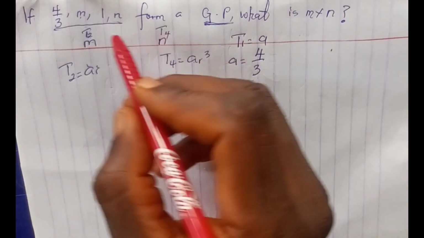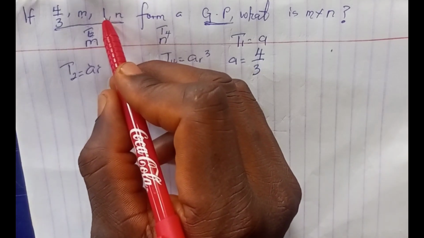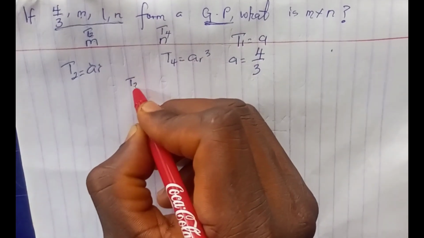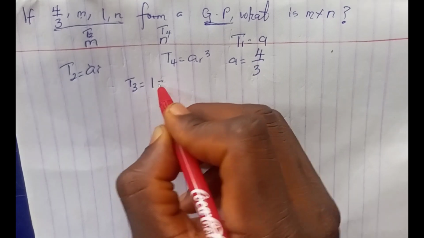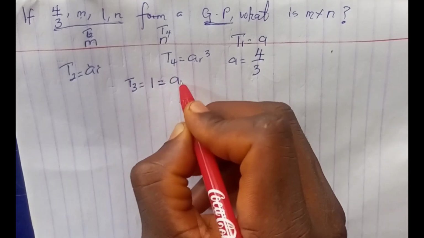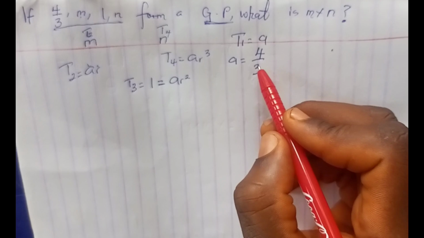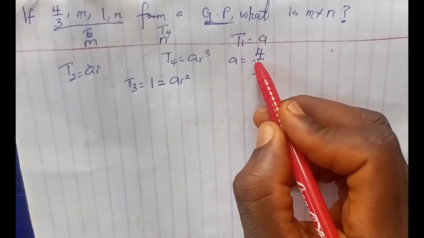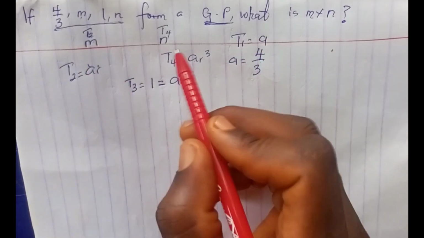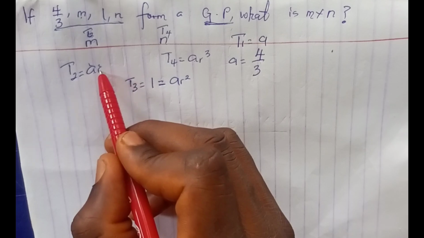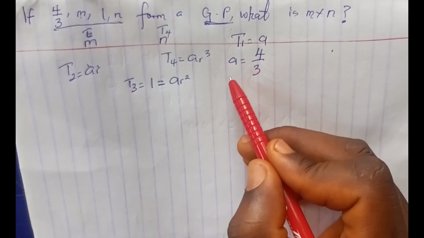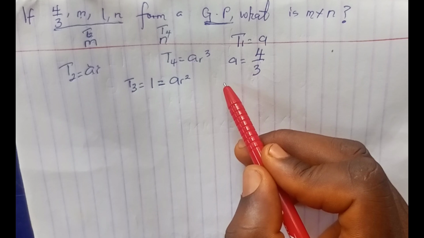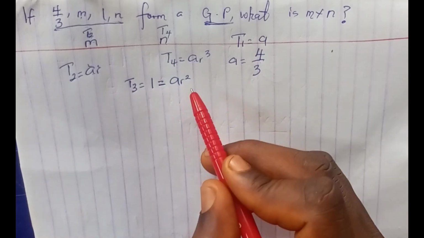But watch, they only give us the third term. They gave us T3, the third term, as 1. And we know that this T3 has the formula AR squared. Now, listen up. For us to get the value of M and N, we need A and R. I've known the value of A, so it is now left for me to find the value of R in order to do the rest.